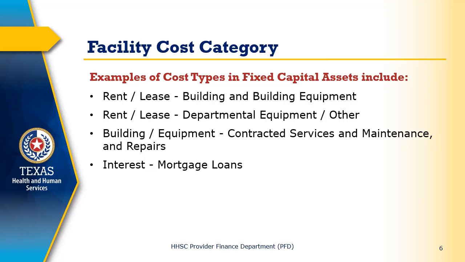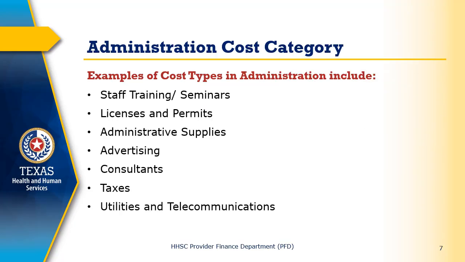Now we will review some examples of cost categories and the associated cost type. Facility or fixed capital asset is a cost category. Examples of cost types in fixed capital asset include rent, lease, building and building equipment, rent, lease, departmental equipment, other building equipment, contracted services and maintenance, and repairs, interest, mortgage loans.